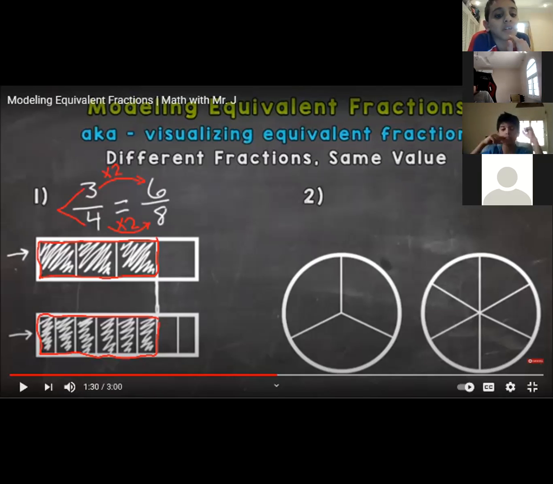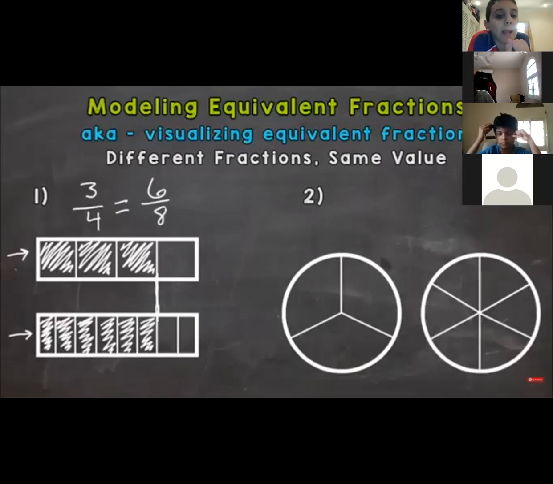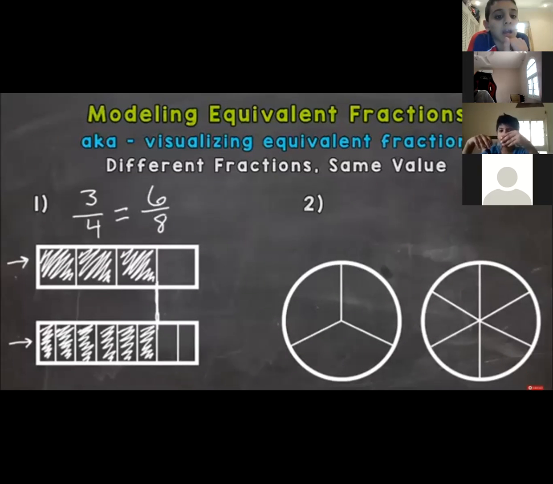Okay, let's go on. We modeled those equivalent fractions. Now, in order to find equivalent fractions, you don't have to draw a model every time. I dropped a link to the video where I explain how to find equivalent fractions without models down in the description. But again, this video is about visualizing and seeing what equivalent fractions look like.